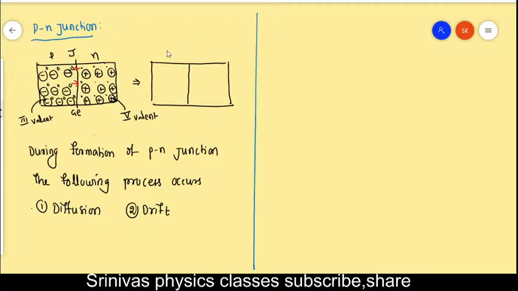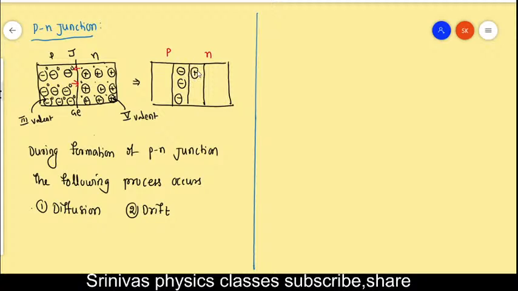Then at that moment, what happens? This is the P region and this is the N region. When electrons move from the N region to the P region and the holes move from the P region to the N region, they are neutralized with each other. At that moment, on both sides of the junction, what remains? On the left side in the P region, atoms gain the electrons moving from the N region to the P region. When they gain the electron, they acquire a negative charge, and the atoms in the N region lose their electrons.